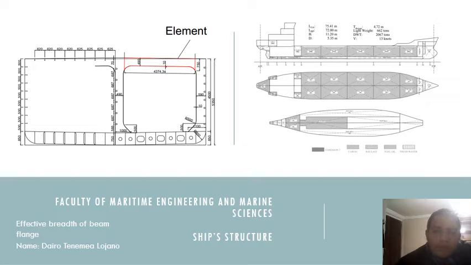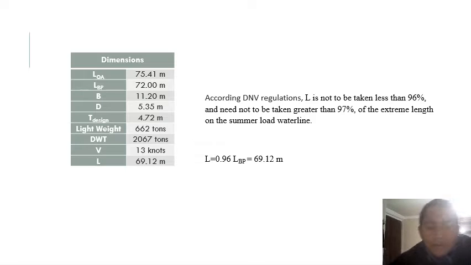Hello, the objective of this exercise is to apply the NB rules to estimate the effective breadth and the maximum normal stress of a transverse part of the deck. According to the NB regulation and by inspection of the plane, L is equal to 69.12 meters.